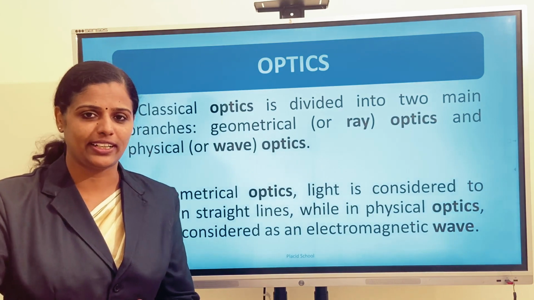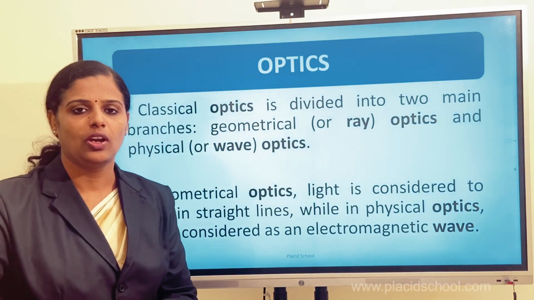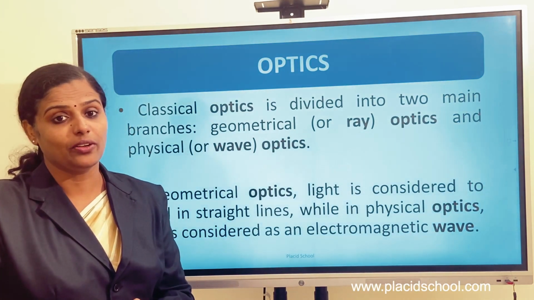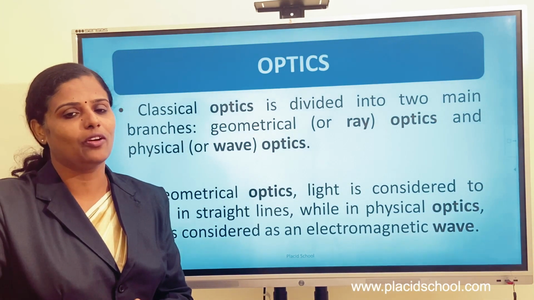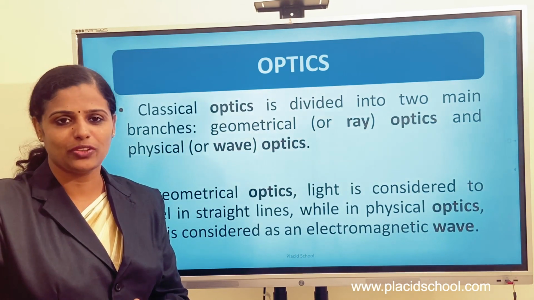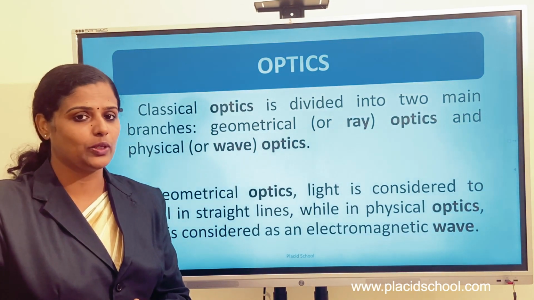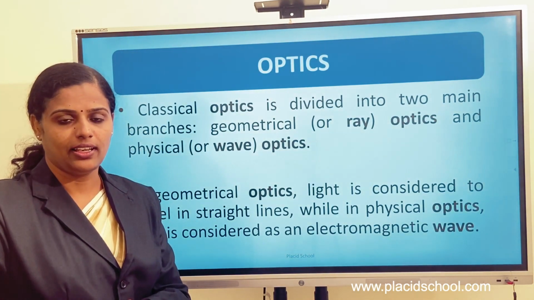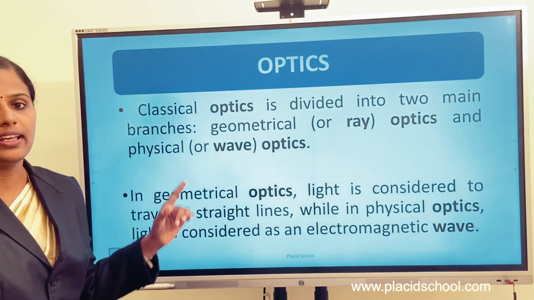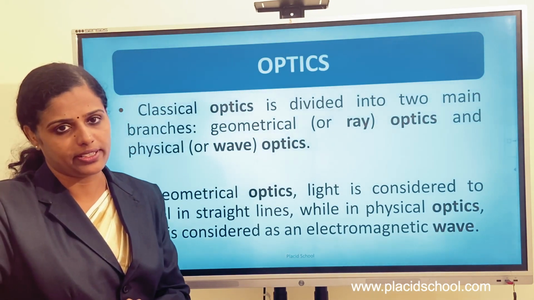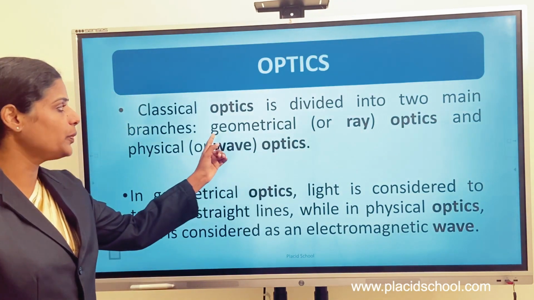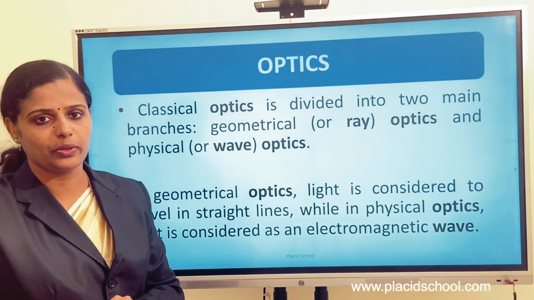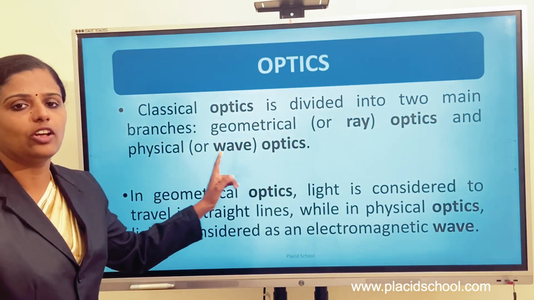Let me start with the term optics. Optics is the branch of physics which deals with the study of the fundamental properties of light and its interaction with matter. It includes classical optics and quantum optics. Classical optics includes ray optics and wave optics. Ray optics is also known as geometrical optics, and wave optics is also known as physical optics.